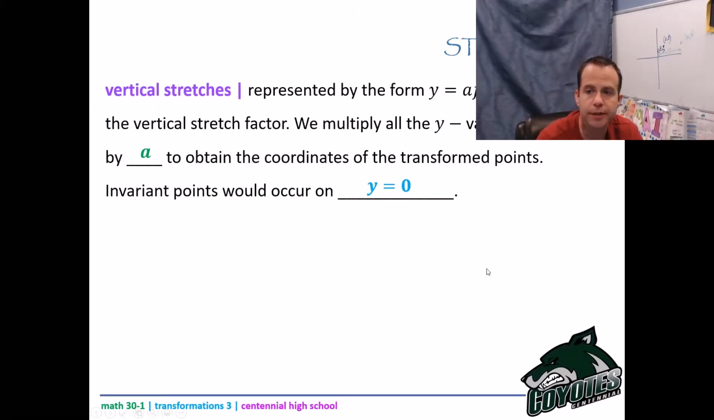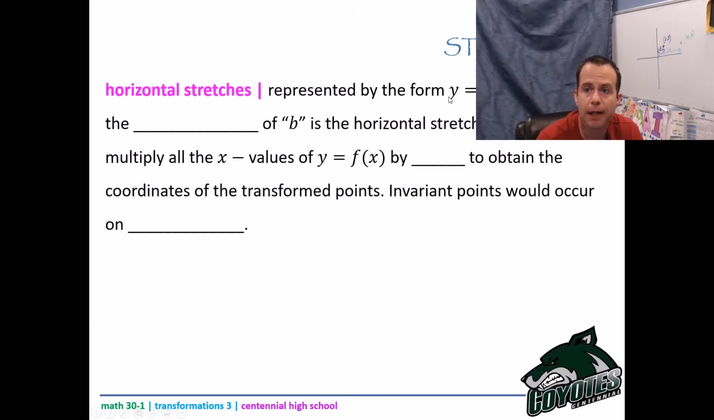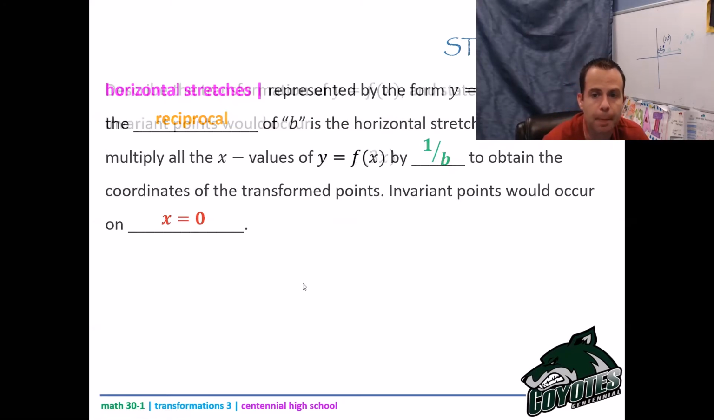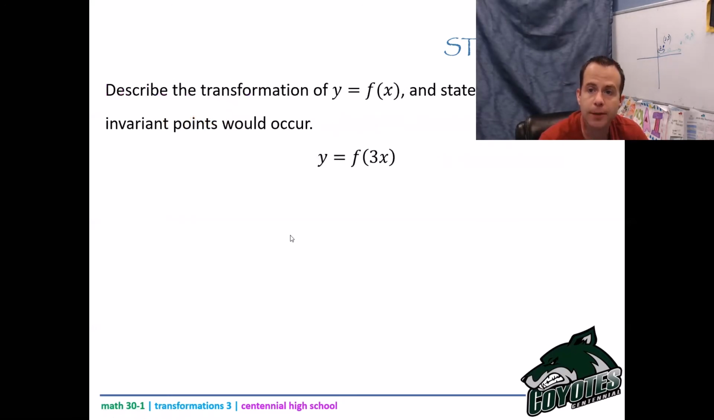For horizontal stretches, they're represented by the form y equals f(bx). So we have a b parameter here, but we have to interpret what b is. So here it's the reciprocal of b, which is the horizontal stretch factor. So we multiply all the x values by 1 over b to obtain the coordinates of the transformed points. And then invariant points would occur on the line x equals 0. If you would prefer, instead of saying the line x equals 0, to say the y-axis, that's fine too, it doesn't matter.